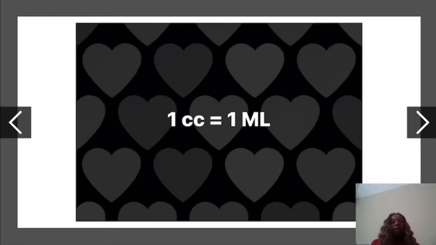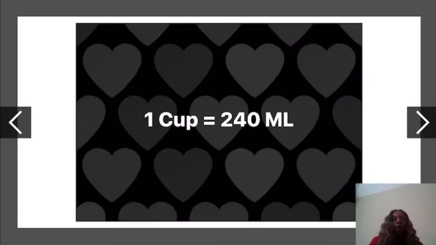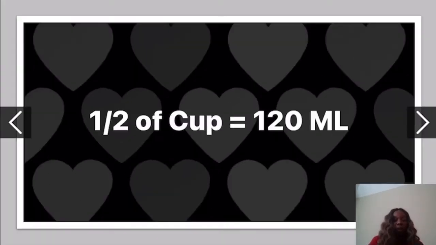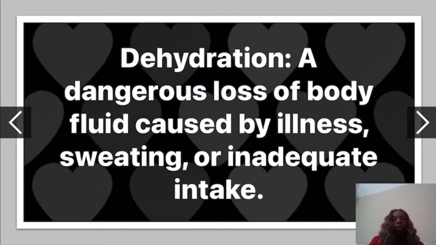You need to know that 1 cc is equivalent to 1 milliliter. 1 ounce is equal to 30 milliliters. 1 cup is equal to 240 milliliters. A half a cup is equal to 120 milliliters. 1/3 of a cup is equal to 80 milliliters.